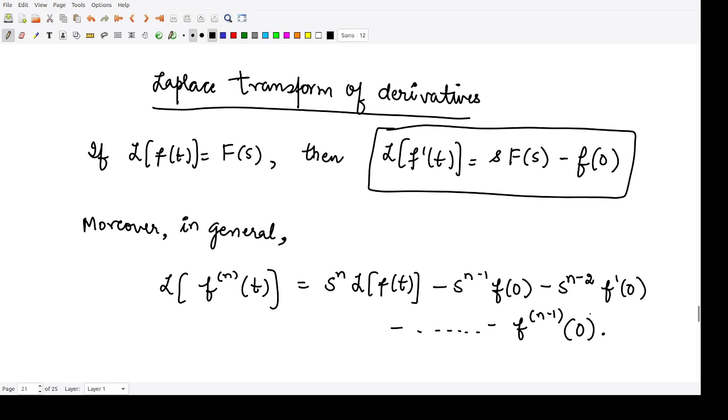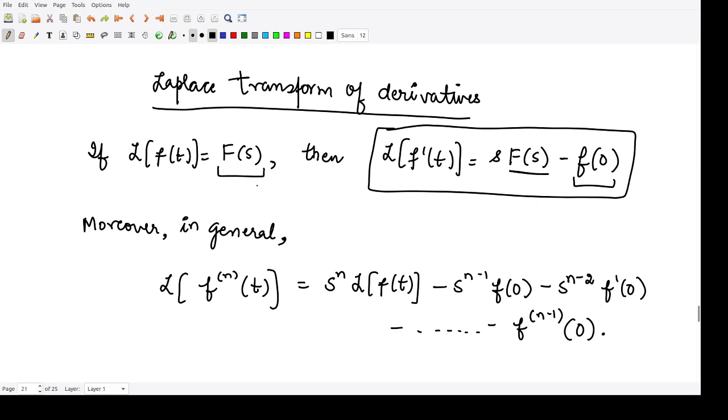Now here you should note that this capital F of s is the Laplace transform of this function, and this small f of 0 is the value of the function whose Laplace transform is given, calculated at the point t is equal to 0. So this is the formula. And next, what is this? This is the value of the given function f calculated at the point 0. This is the derivative calculated at the point 0, and this is the n minus 1th derivative of the given function calculated at the point 0, right? So this is the formula.